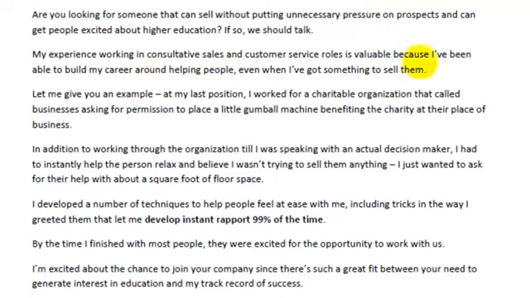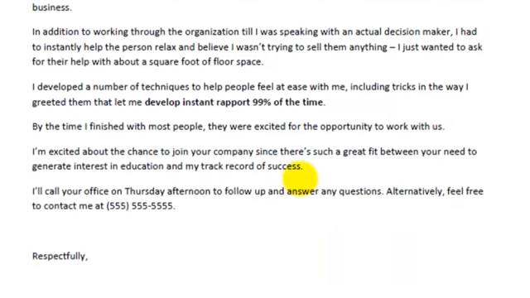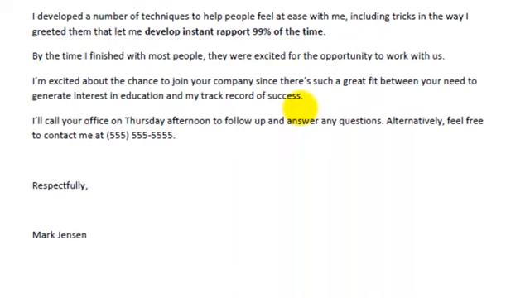I have experience working in these things. I can do exactly what you need me to do. Let me give you an example of how I've already met these needs, the same need that you have. I'm excited to join your company because you need me and I'm successful, right? So all of it just focuses on those couple of things. Then I wrap it up by saying, I'll call your office on Thursday afternoon to follow up and answer any questions. Alternatively, feel free to contact me at, and then I list the person's phone number. Respectfully, Mark Jensen. All right.